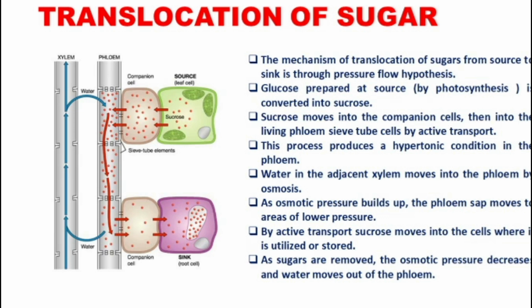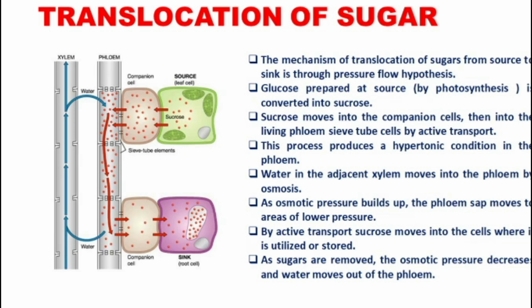At the same time, the water molecules from xylem vessels also enter into the phloem cells. As osmotic pressure builds up, the phloem sap moves to areas of lower pressure. The phloem sap means the combined food and water that will move through the sieve tubes to where the pressure is very low. By active transport, sucrose moves into the cells where it is utilized or stored. Finally, the food substances enter into the required place, otherwise the storage area.